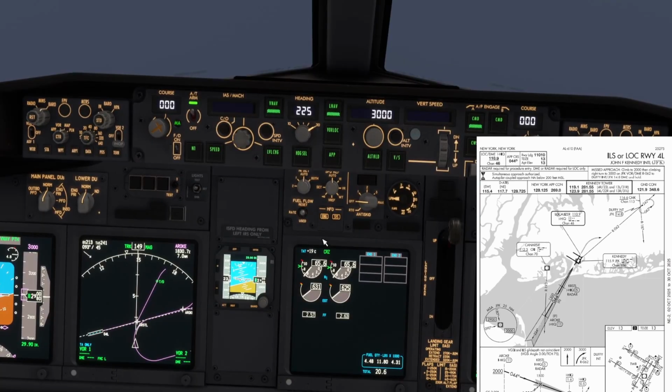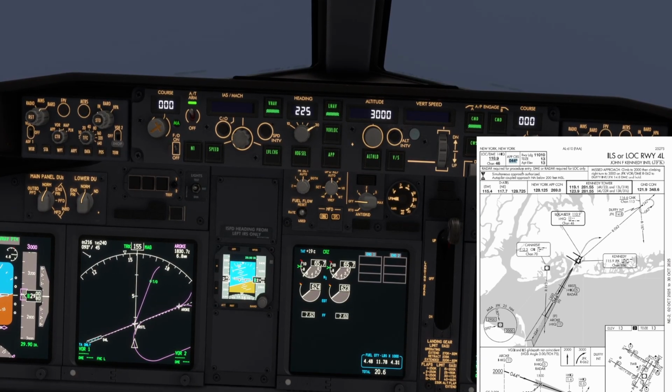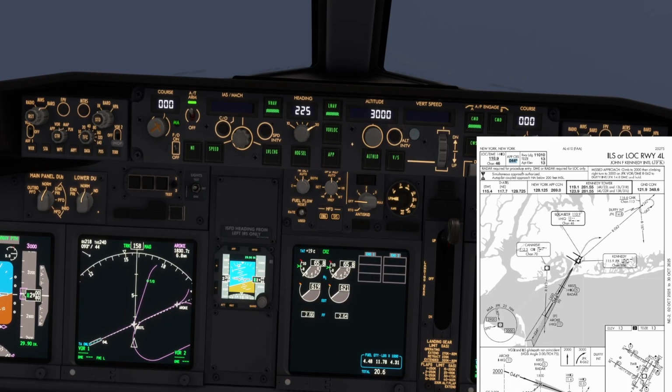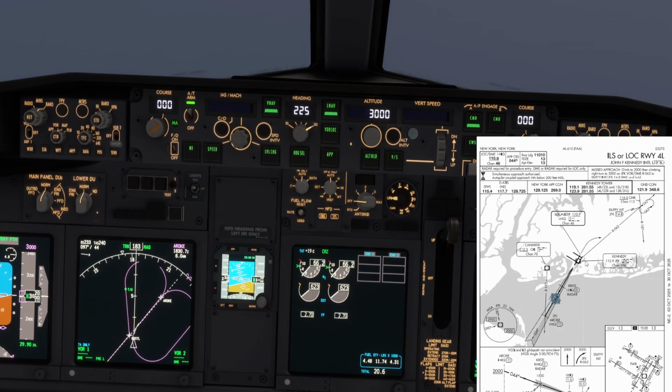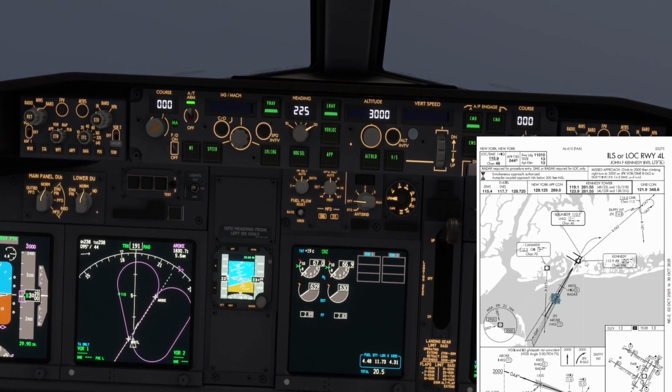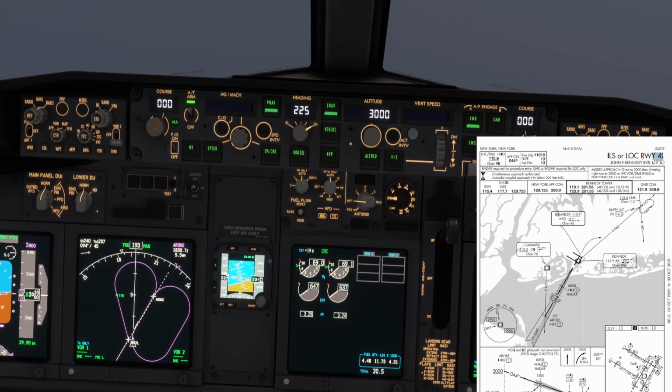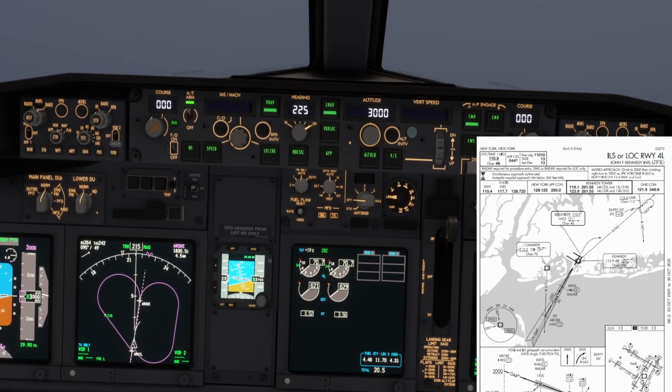Other than that, the next thing you talk about is your approach course. So 044 is the final approach course. You can see it right here on the chart, right in the middle there. That is your inbound course to the runway. It's your course inbound on the localizer. And it also is what the runway number is. So it's 044. This is runway 4 left. So 044 final approach course.